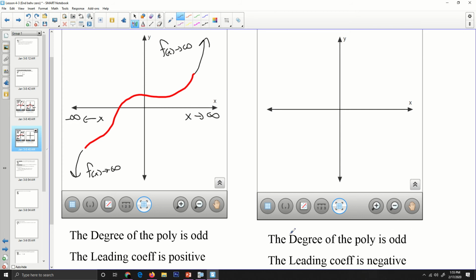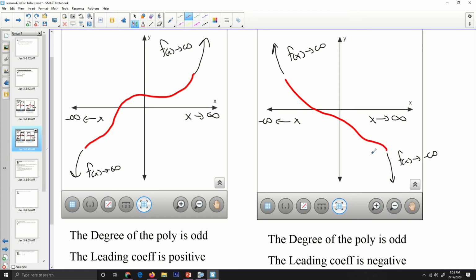All right. And the final possibility, if the degree of the polynomial is odd and the leading coefficient is negative, then as x goes to positive infinity, the function f of x is going to go to negative infinity, and as x goes to negative infinity, that function is going to go up, or f of x goes to positive infinity. And again, I cannot say a whole lot about what goes on in the middle, but I can say something about the end behavior.